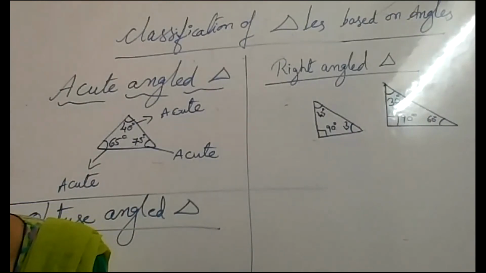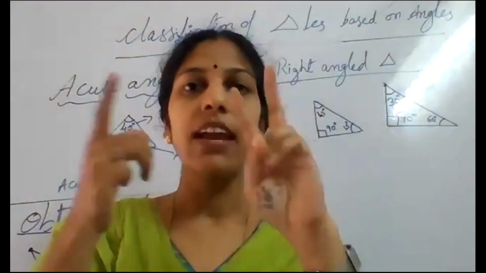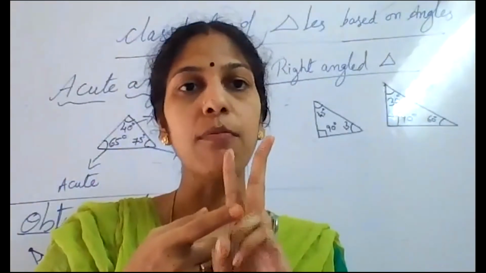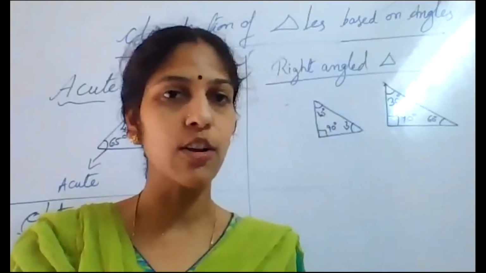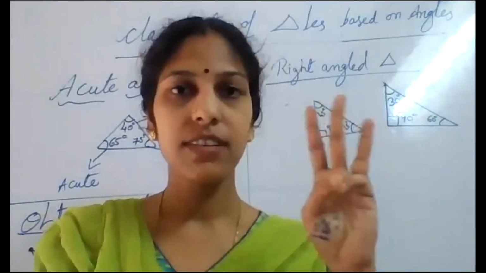Along with 120, we can also take 30 degrees and 30 degrees. A triangle cannot have more than one right angle. A triangle cannot have more than one obtuse angle also. But a triangle can have three acute angles. Is it clear, children?